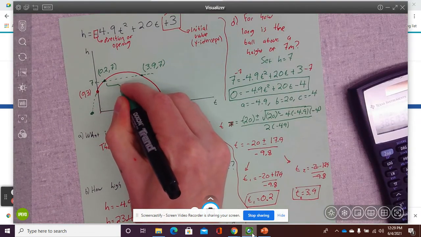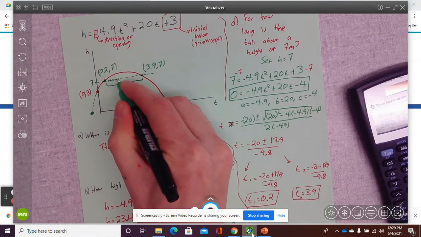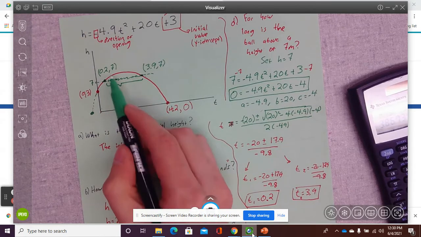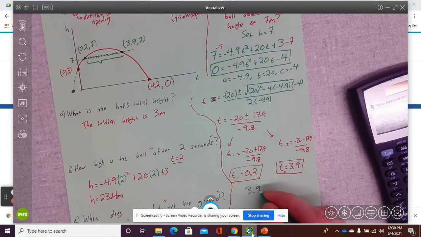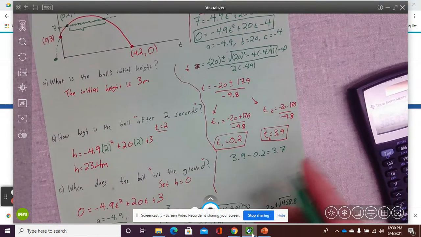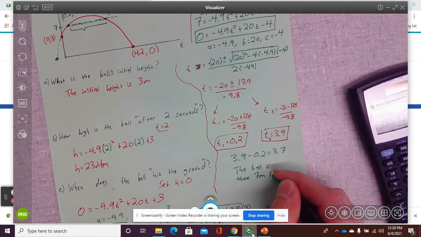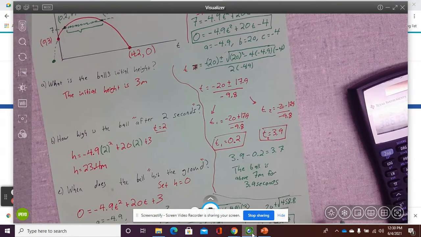And what we wanted to figure out is how long is it above 7? So for all of the duration between these 2 points, the ball is higher than 7 meters. So to figure out how long it is, I can just subtract the smaller number from the larger. And so the ball is above 7 meters for 3.9 seconds. I've got a lot of writing on this page.